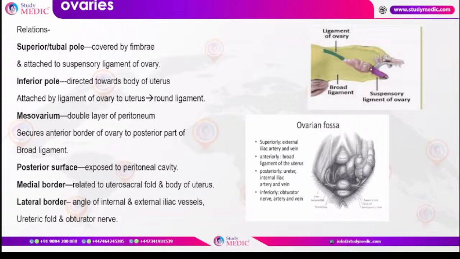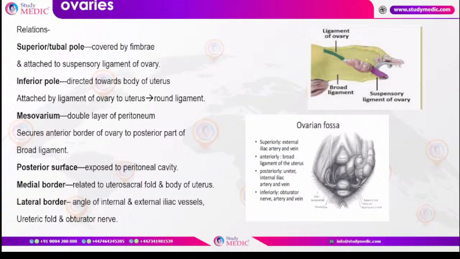The inferior pole is directed towards the body of the uterus, and it is attached to the uterus by the round ligament. Then you have the mesovarium, which is a double layer of peritoneum, and it secures the anterior border of the ovary to the posterior part of the broad ligament. This yellow part is the round ligament, and this is the ovary.